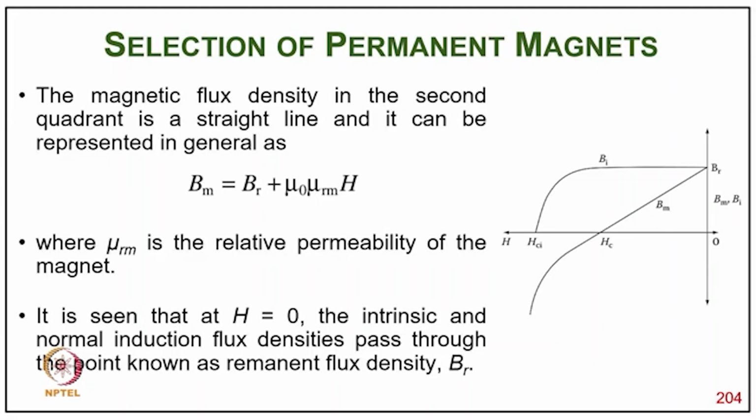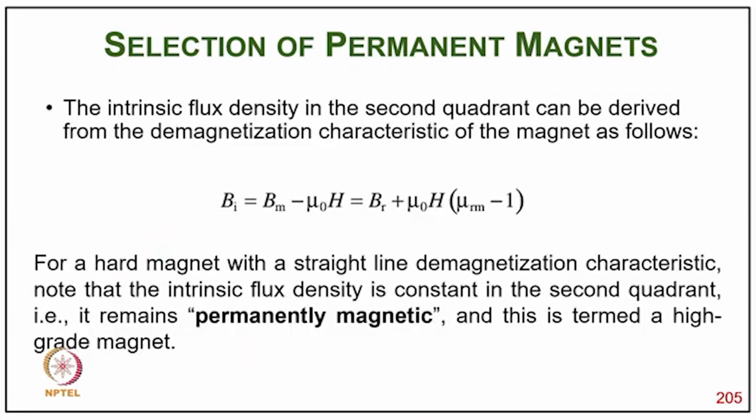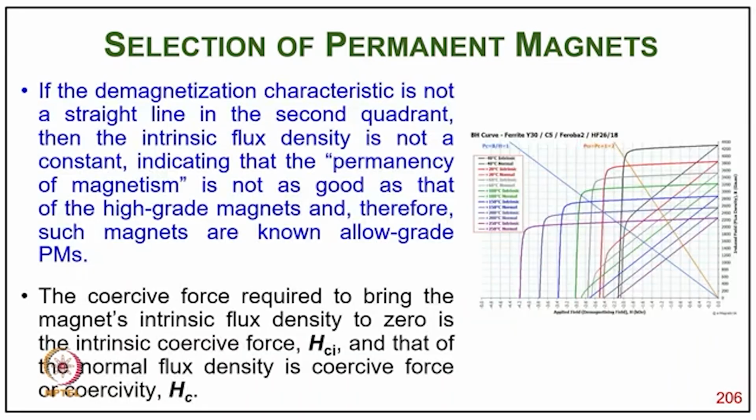It is seen that at H equal to 0, the intrinsic and normal flux density pass through the point known as the remanent flux density Br. So the intrinsic flux density in the second quadrant can be derived from the demagnetization characteristic of the magnet as follows: Bi equal to Bm minus mu 0 H, and Bi equal to Br plus mu 0 H in bracket mu Rm minus 1. For a hard magnet with a straight line demagnetization characteristic, note that the intrinsic flux density is constant in the second quadrant and it remains permanently magnetic, and this is termed a high grade magnet.